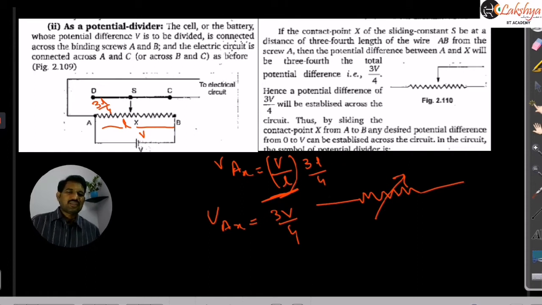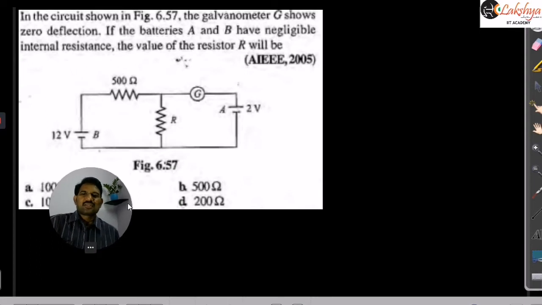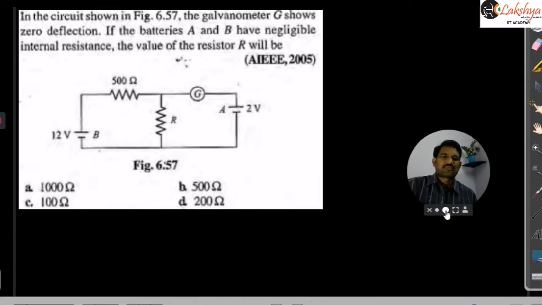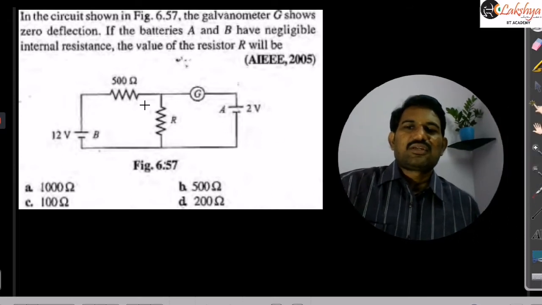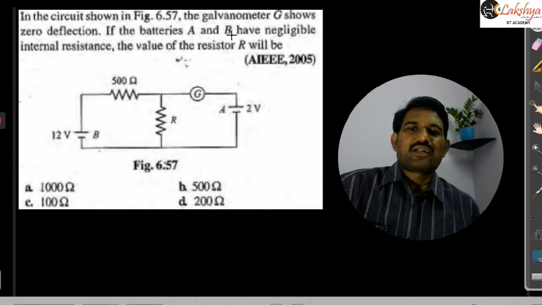Now next, before going to the working principle of this potentiometer, let us see one problem here. That problem is useful in discussing the potentiometer. The problem is: in the circuit shown in the figure, the galvanometer shows zero deflection if the batteries A and B have negligible internal resistance, the value of R is. So they are asking for this resistance value here.